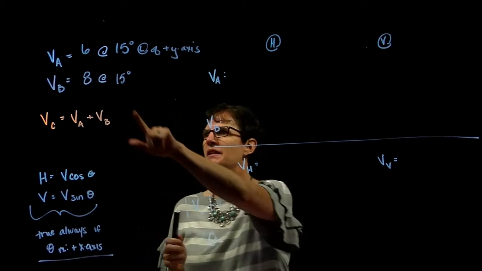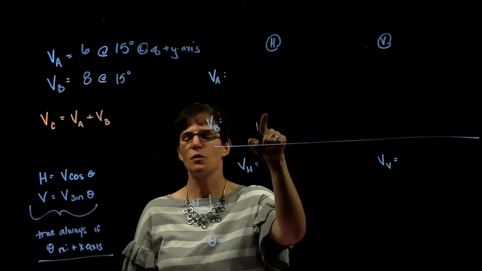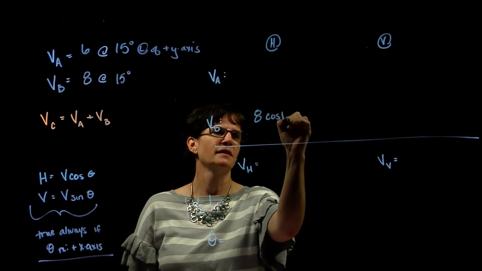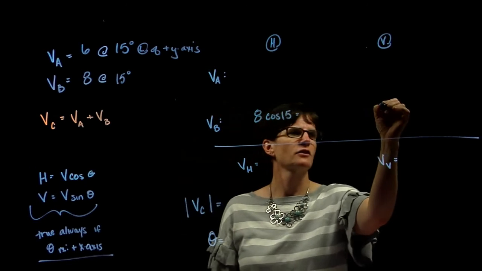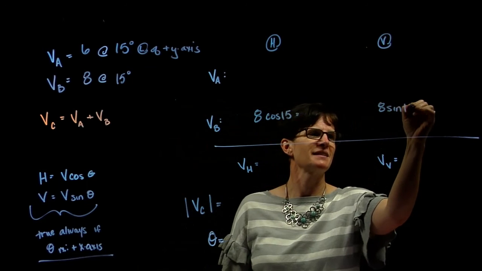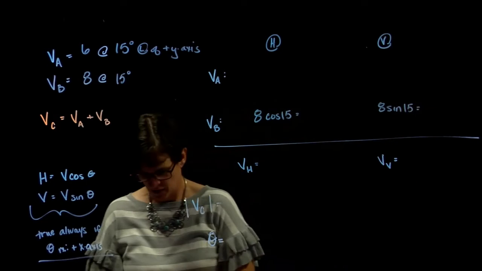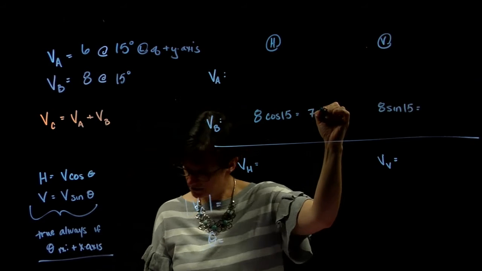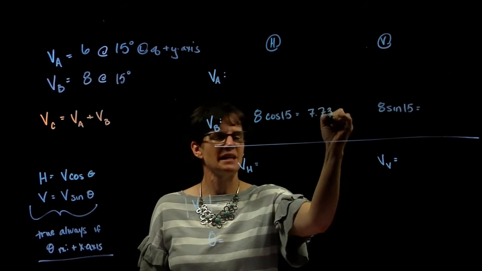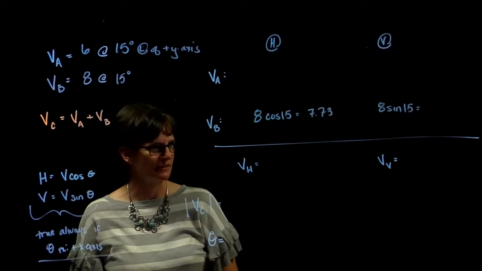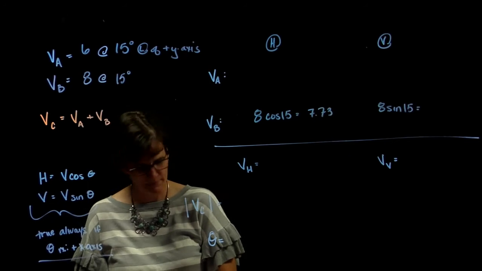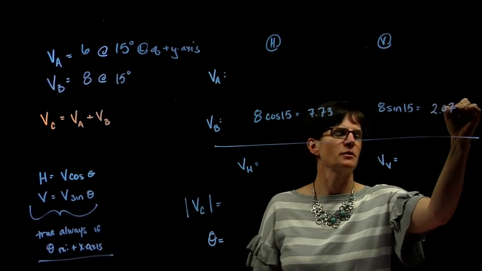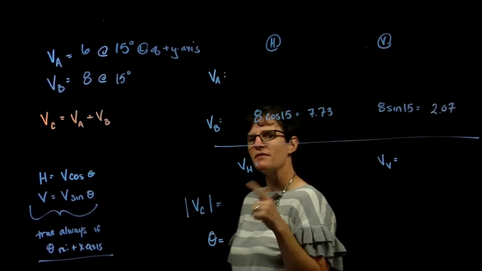So vector B is at 8, so our horizontal component is going to be 8 times the cosine of 15, and our vertical component will be 8 times the sine of 15. So 8 cosine of 15 is 7.73, and again, I'll reduce the significance later. 8 times the sine of 15 is 2.07.